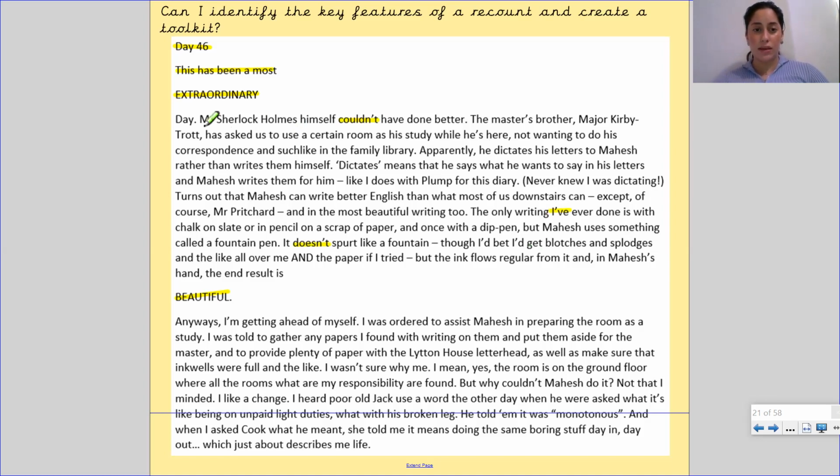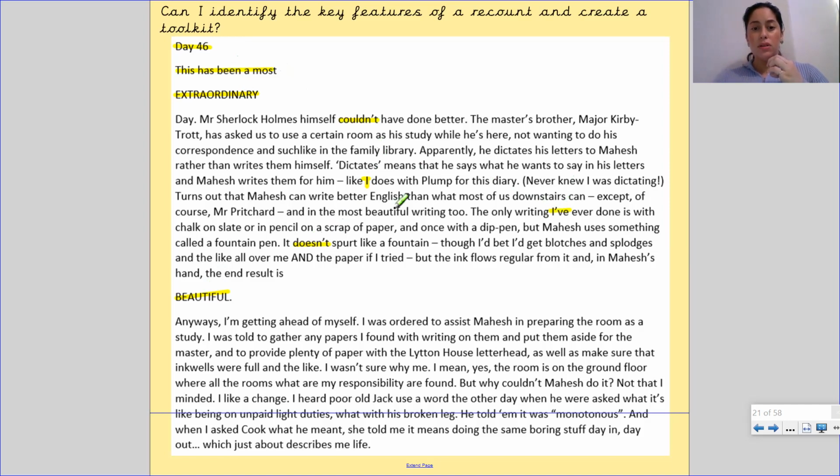However, there might also be cases where we write in the second person and refer to other people. So Mr. Sherlock Holmes himself couldn't have done better, for example. You're talking about somebody else. But that's okay, because you're talking about people that you've had experiences with. But most of the writing is going to be in the first person. I, me. So far, we've identified that it has a day or a date at the top. It has different sentence structures. We've got contractions, and we've got the first person.